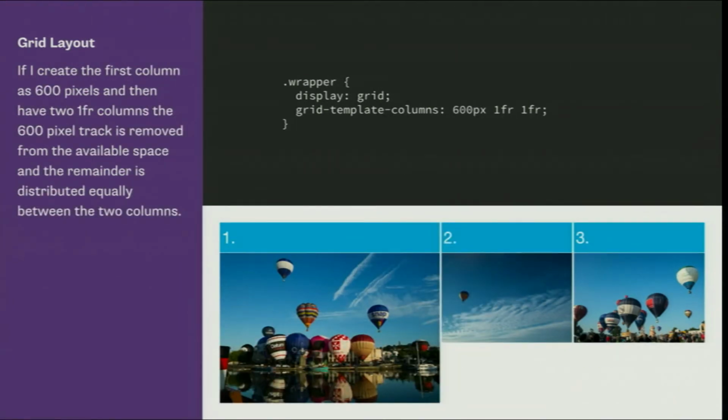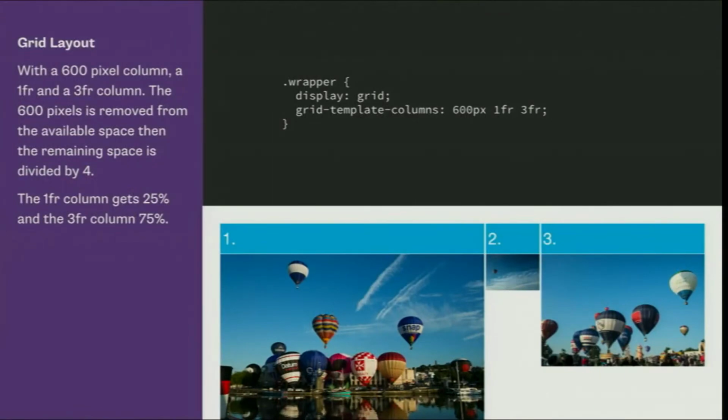So I can change the definition and create 1 600 pixel wide column, and then 2 1 fraction unit columns. So Grid first gives the 600 pixel width column its space. It gives it 600 pixels, and then it divides the remaining space between the other 2 columns, so they each get half of the remaining space. If I change that last column there to 3 fraction units, that remaining space is now divided into 4 and shared between the boxes in proportion. So this, just like Flexbox, means we can create fully flexible layouts that have some fixed elements in them.